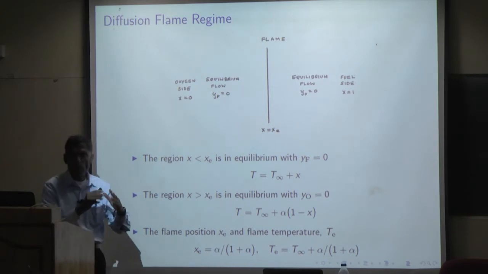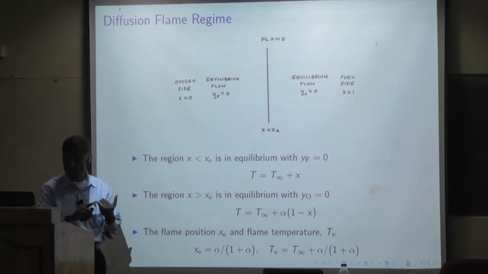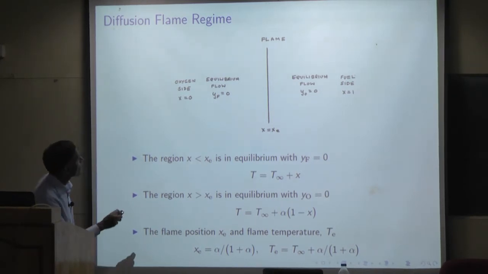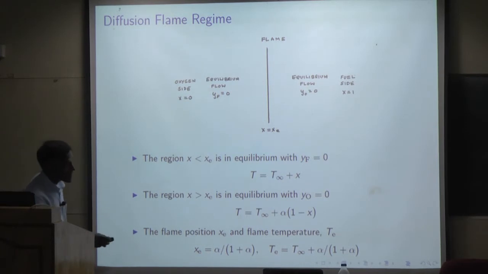In this equilibrium flow approximation, we can get the flame without looking at chemistry at all. We can obtain the flame temperature as well as the flame location. Now, let's see how to do that.